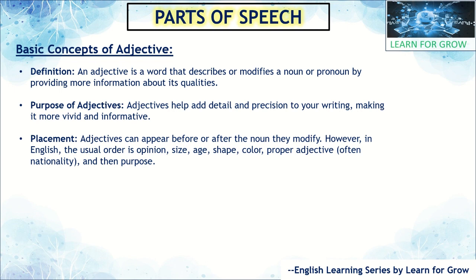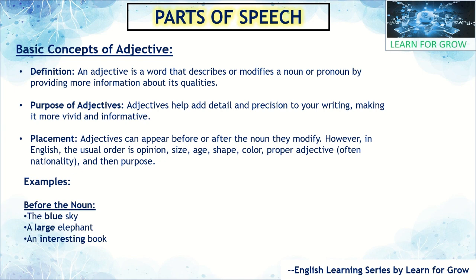While taking the examples, you will understand what it is exactly, right? See here the example before the noun. See, the blue sky. Here sky is a noun, right? Blue is an adjective, right? As we mentioned, the placement here is proper, right?